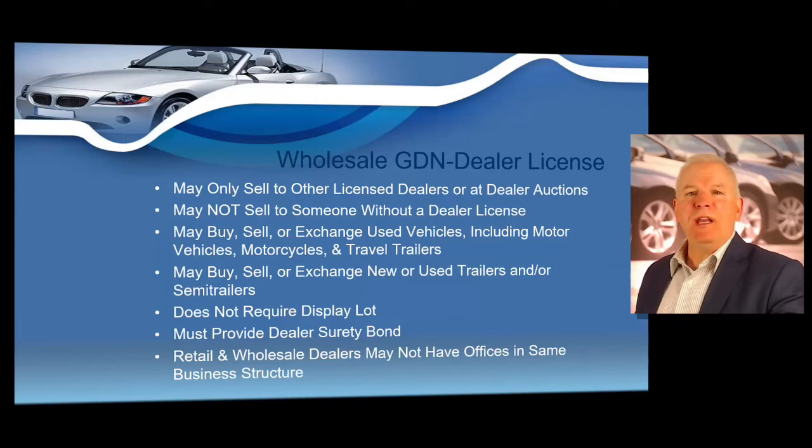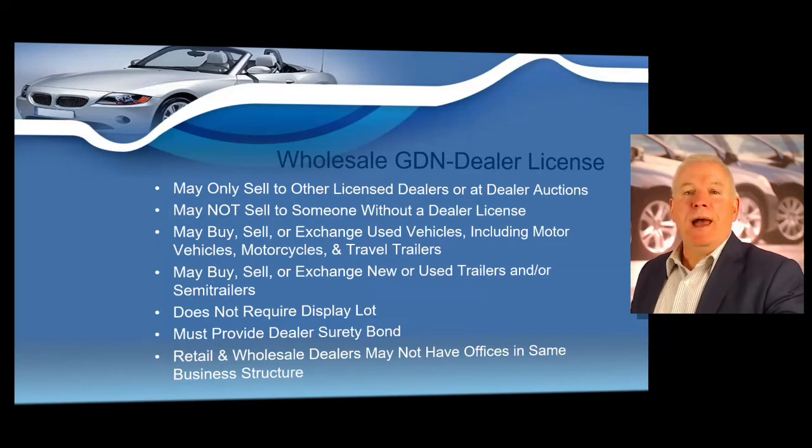Wholesale General Distinguishing Number. A wholesale GDN or wholesale dealer license allows you to purchase and sell vehicles to other dealers only. You may not sell a vehicle to a person without a dealer's license, such as to a retail customer on your display area. You may never sell a vehicle to the general public with a wholesale dealer license. You can only sell to other licensed dealers.